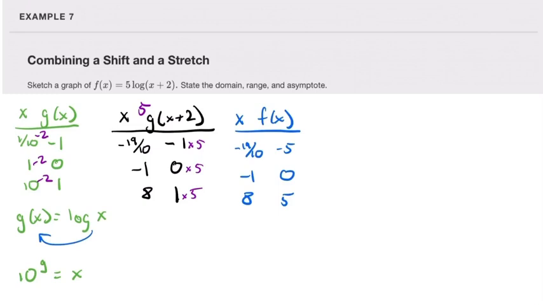Sketch the graph of this. We don't have to do the parent function. We just want the graph of the final, and these are some points that we can graph. Basically, we took the parent function, moved it left 2, and stretched vertically by a factor of 5.